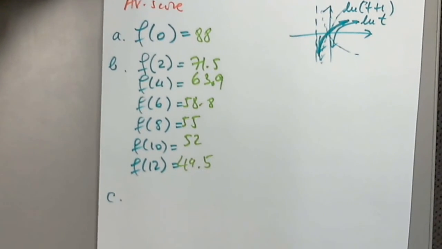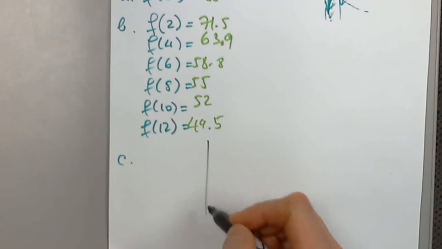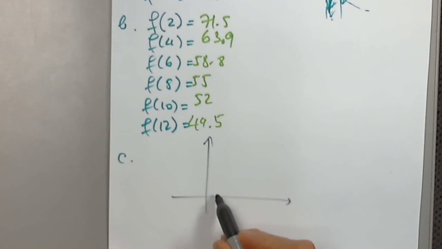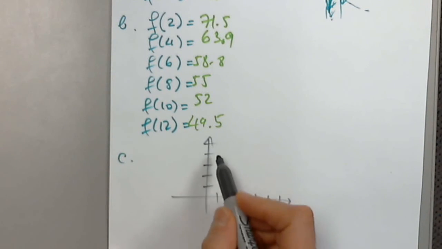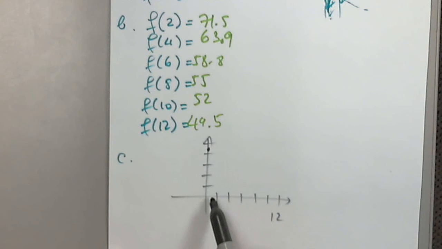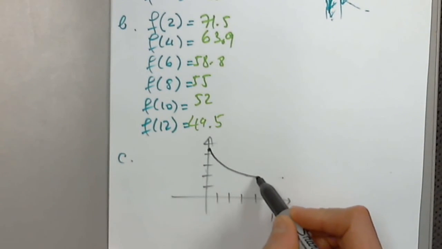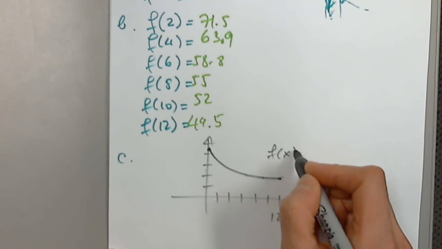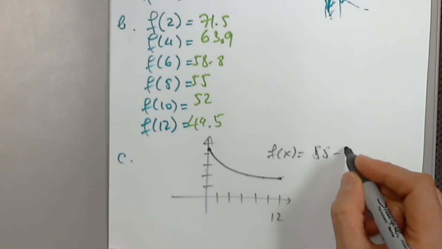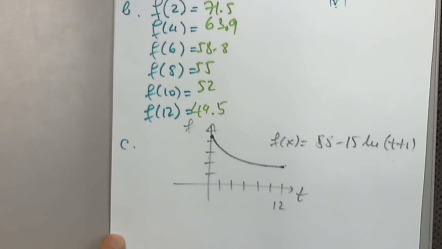Okay. The next step, let me copy the graph here. So 2, 4, 6, 8, 10, 12, and 20, 40, 60, 80, 100. I'm going to say it starts here, 2, 4, so something like this. And as you see, it's a logarithmic function. We looked at it together: it's 88 minus 15 natural log of t plus 1. And this is t, and this is f.